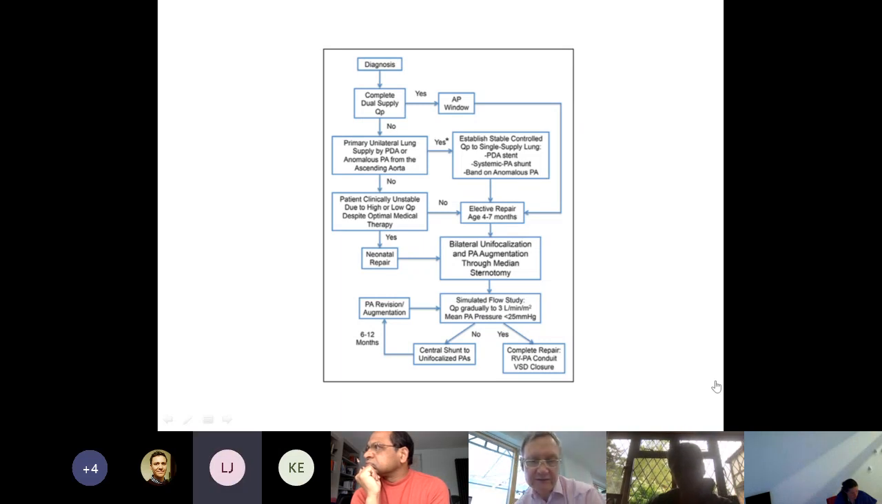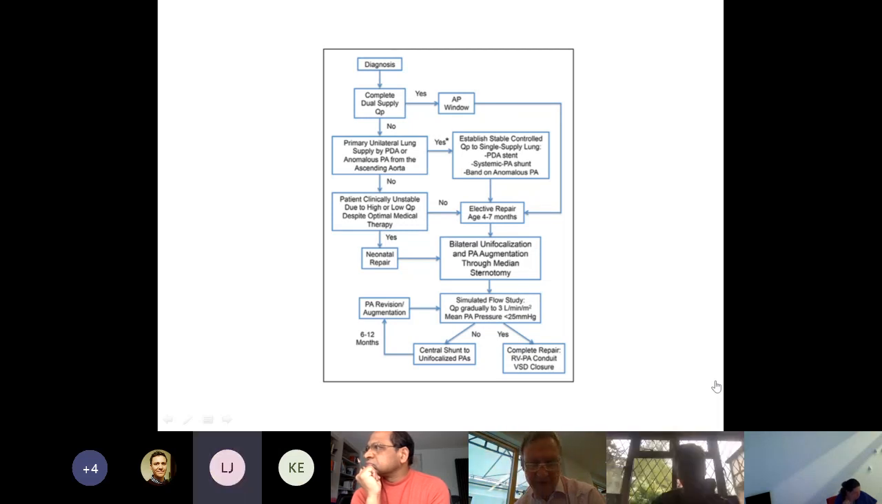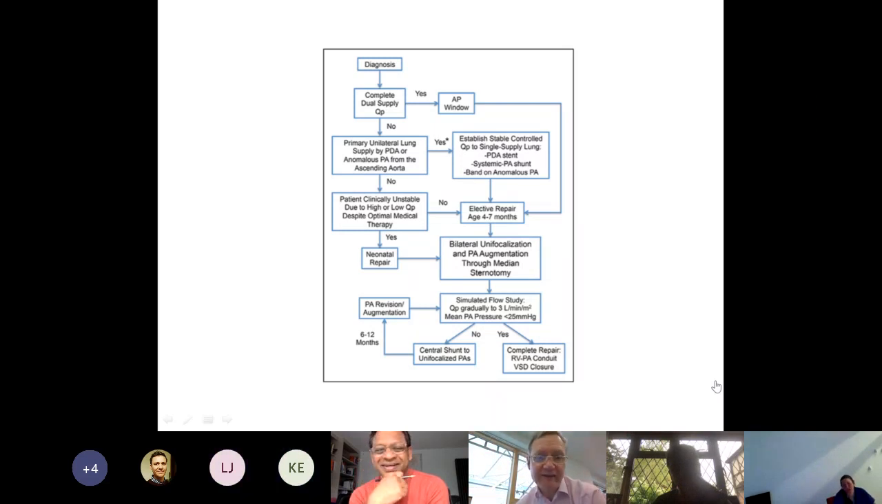I know, but if you refer so many of the MAPCAs or tetralogies to the genetics, they will be overwhelmed. No, they won't. Just think how many breast cancer referrals they're getting. But I guess the importance of them having a chromosomal or genetic abnormality, call it what you will, is that it changes the outcomes of these children. And it's important for us to know that when we're counselling parents, when we're gearing them up for surgery, and when we're deciding how we're going to manage them.